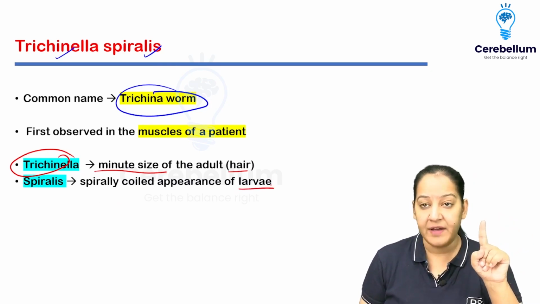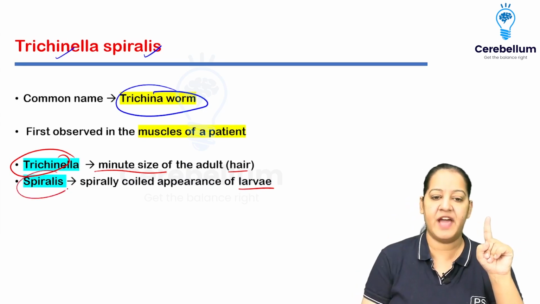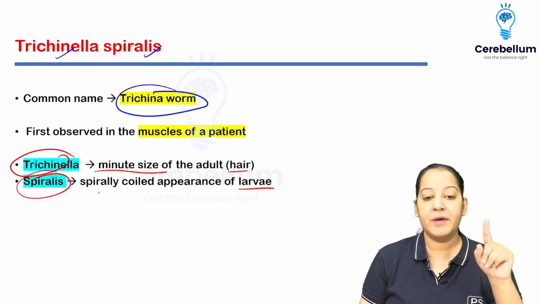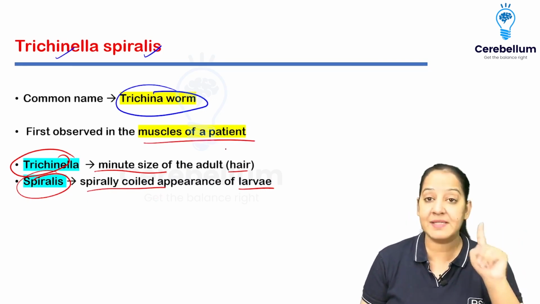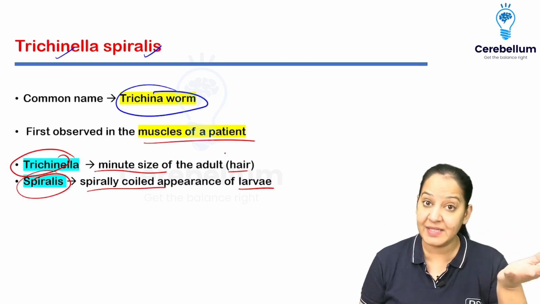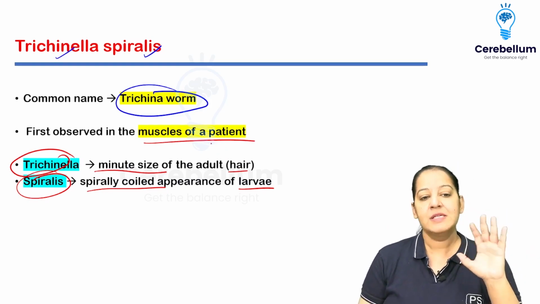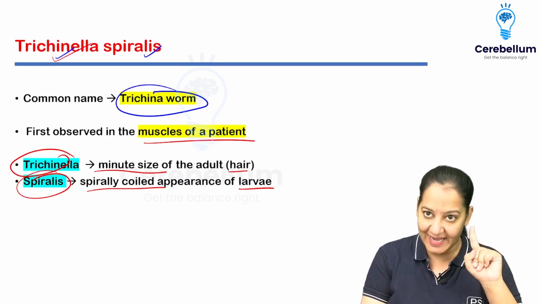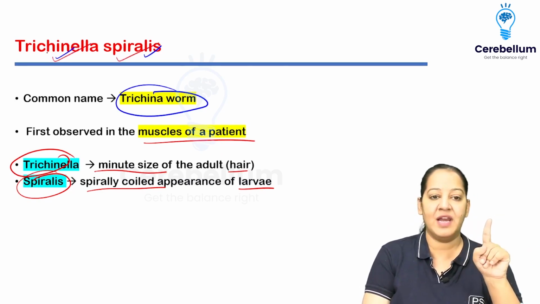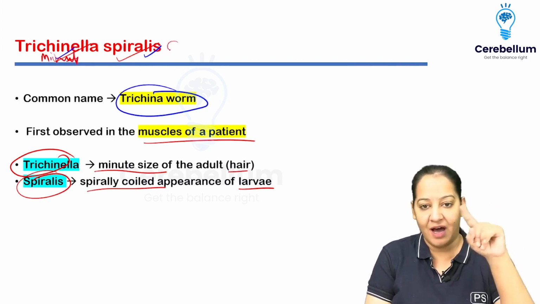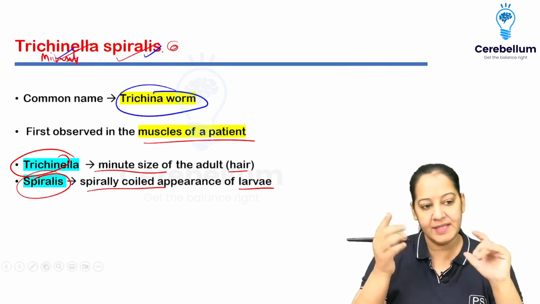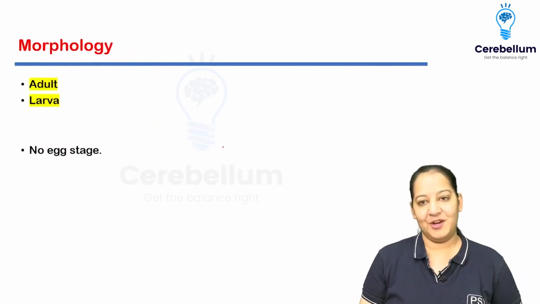And its larva is spirally coiled. I will show you the diagram. That's why it is known as spiralis, because the larva is spirally coiled inside the muscle. It resides in the muscle of the patient, inside the skeletal muscle. So that's why it is known as Trichinella spiralis. Trichinella means very minute like hair, and spiralis because the larva is like a spiral inside the muscle. So that is the introduction.